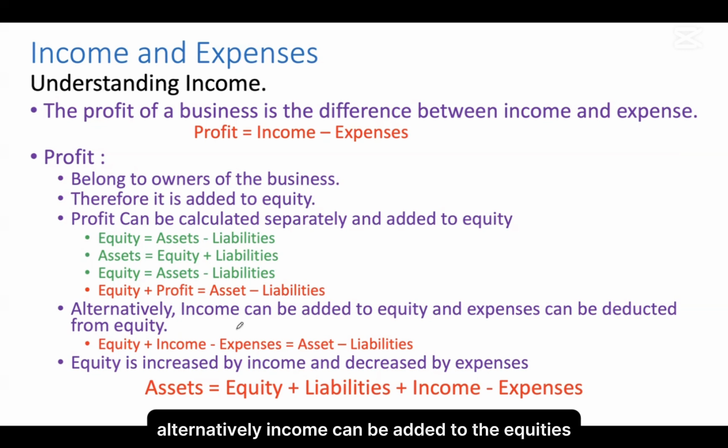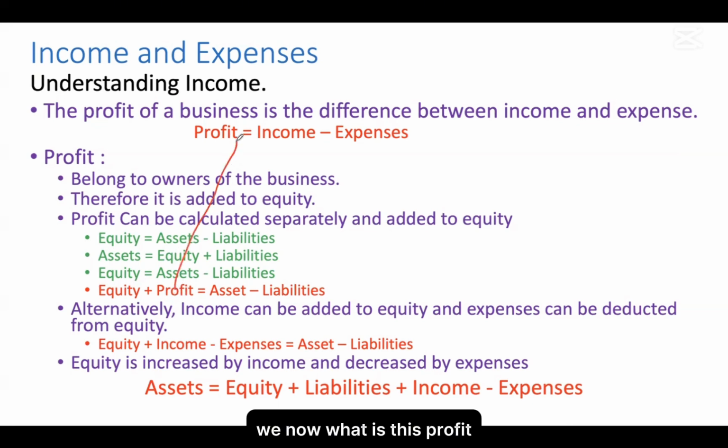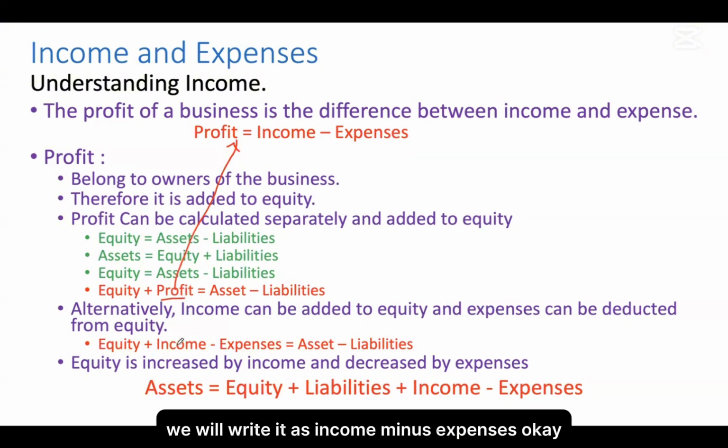Then equity plus profit is equal to assets minus liabilities. Alternatively, income can be added to the equity and expenses can be deducted from the equity. Now, what is this profit? Profit is income minus expenses. So without writing the profit term, we will write it as income minus expenses.